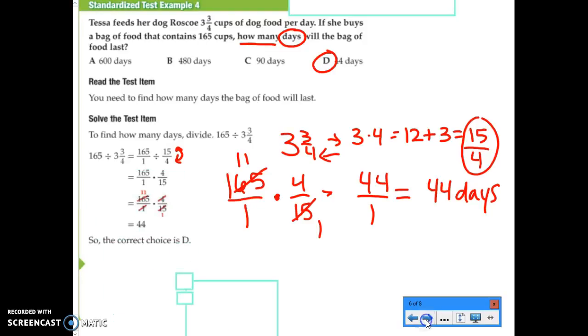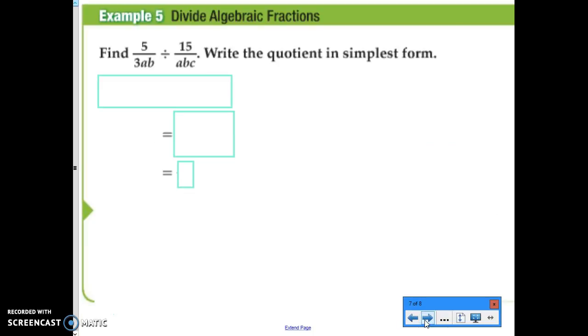All right, let's move on to the next slide here. So we're going to find 5 over 3AB divided by 15 over ABC, and we're going to write the quotient in simplest form. So remember, we're going to reduce as much as possible. Well, because we have two ratios here, two technically fractions, we do not divide fractions. So we're going to multiply by the reciprocal.